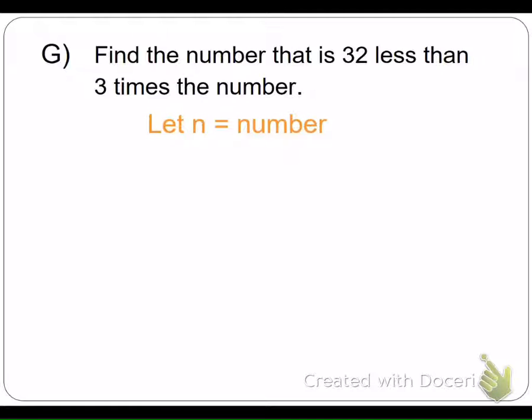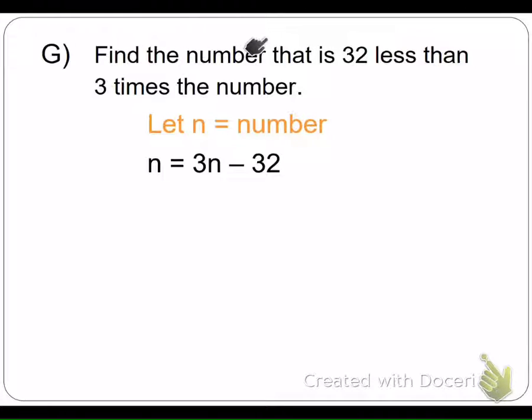All right. We are going to find the number that is 32 less than 3 times the number. So once again, we got to start with that let statement. So I'm going to let n equal number. Find the number that is 32 less than 3 times the number. I'm just going to show you, and then I'm going to explain it so you can see where I'm going with it.